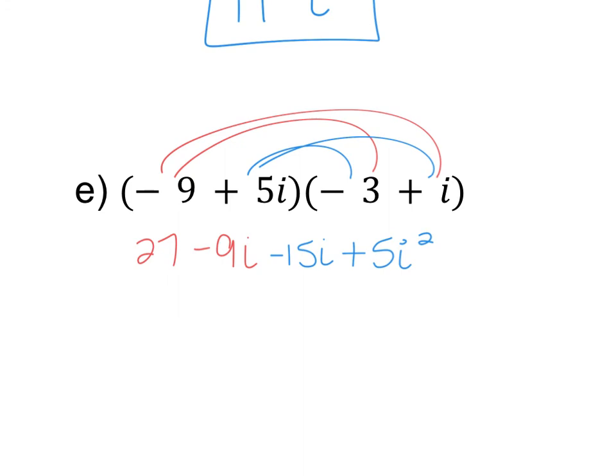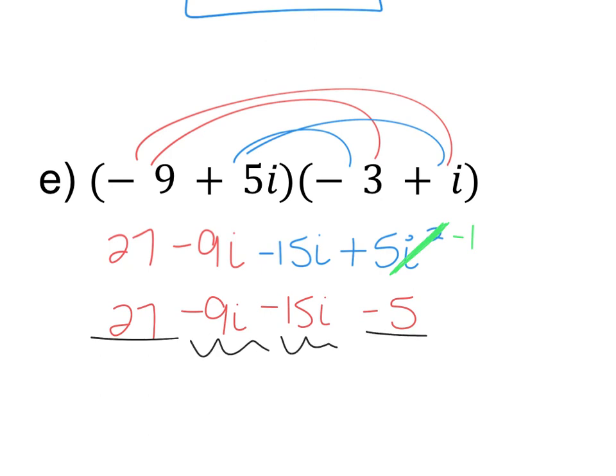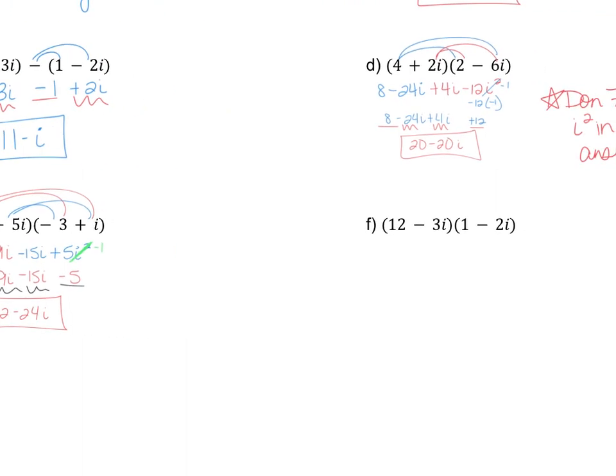Okay, so remember what we said. i to the second power is the same thing as negative 1. So now positive 5 times negative 1 becomes negative 5, right? The i goes away. Bring everything else down. Combine your like terms. So 27 minus 5 is 22. Negative 9i minus 15i would give you negative 24i. That's it.